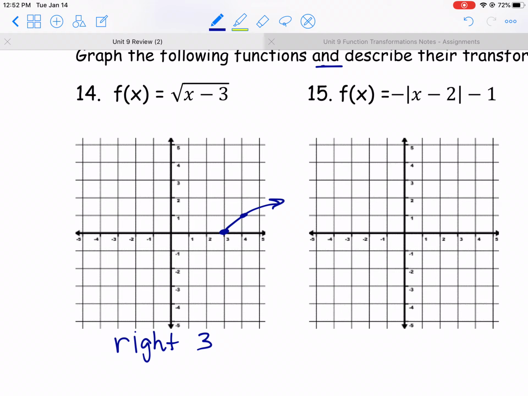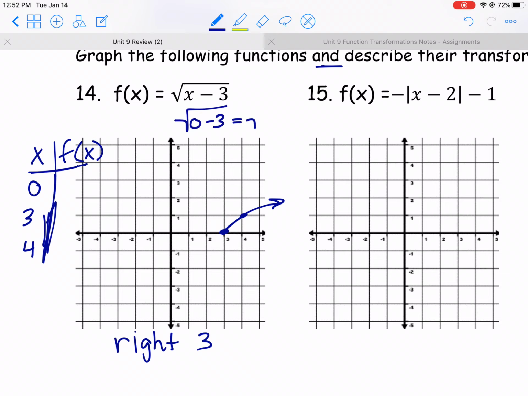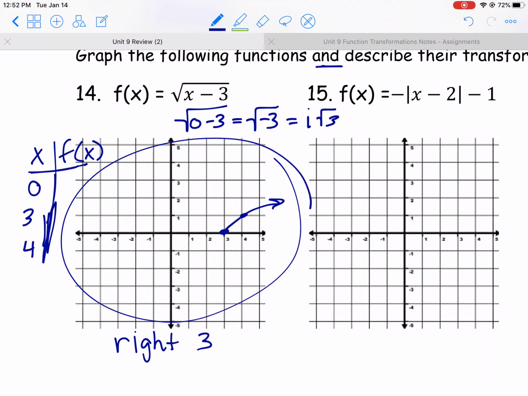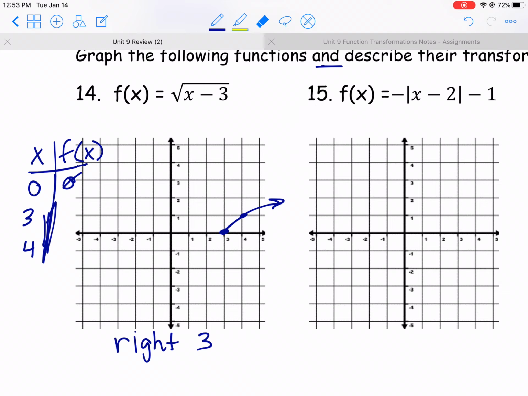If you're not comfortable making the transformation based on the picture that we saw before, you could plot some points, okay? So if I plug in a value like 0, 3, 4, I'll pick those 3. If I plug in 0 for x, then I'd have square root of 0 minus 3, which is square root of negative 3, which is not a real number, so it's not going to show up on my real graph. So this one is not part of our solution set. It doesn't show up on this graph.